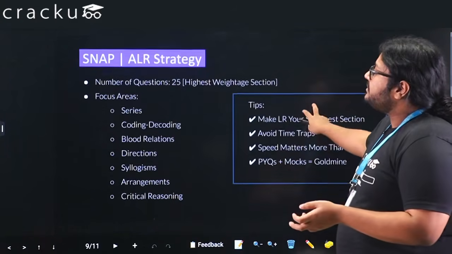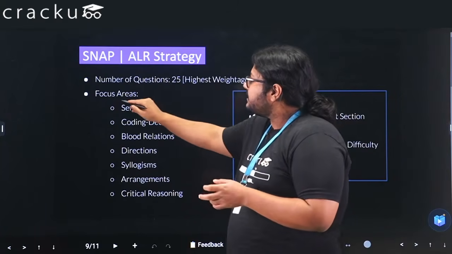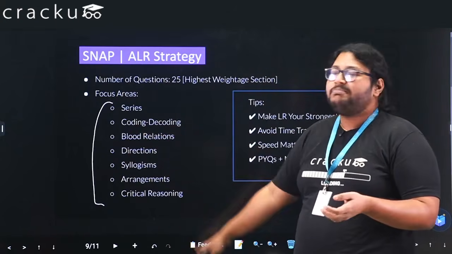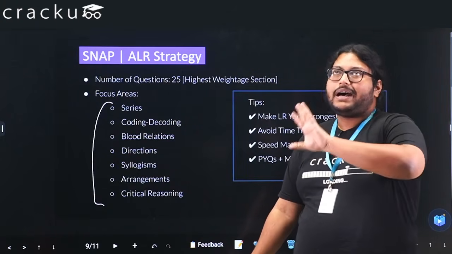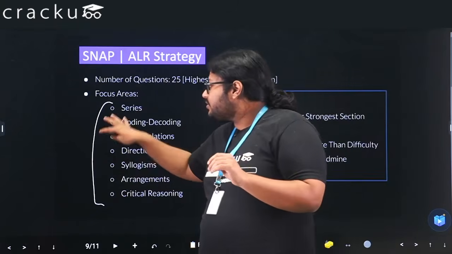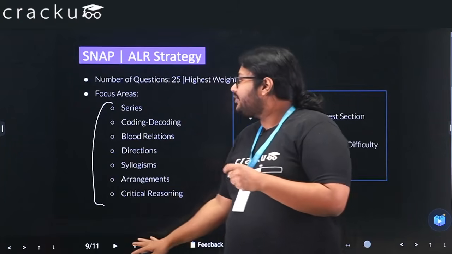Now talking about the strategy, the number of questions is 25. These are the areas we need to focus on. This list is compiled from analyzing the past 3 or 4 years of questions, where we have seen that most of the questions center around these topics. So that is why these are the focus areas.